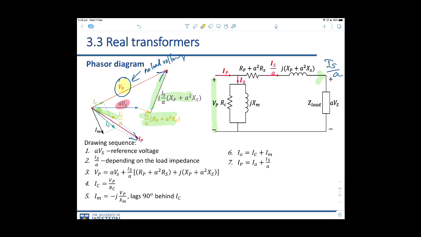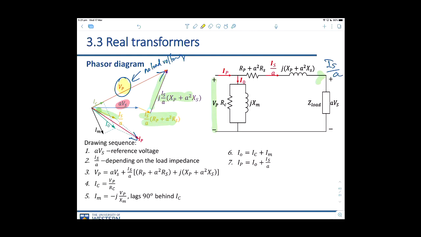Equivalent circuit for the transformer. Now, we have the primary terminal on the left hand side. We have a shunt branch, we have the series resistance and the reactance, and the secondary terminal on the right, and then we can connect a load there, right? We can connect a load to the secondary terminal, which is on the right.